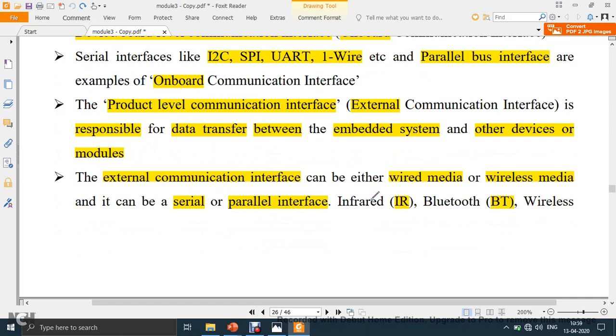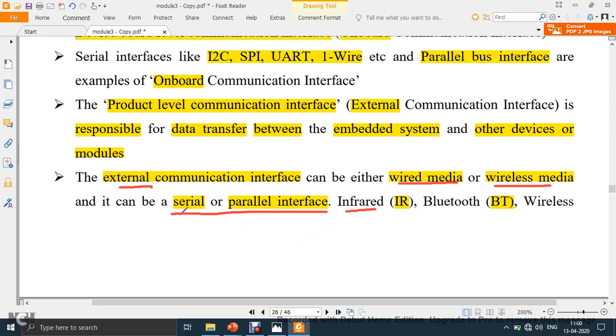So this external communication interface can be wired or wireless. This is about external, not internal. Internal communication interfaces are always wired. They are not wireless. But external communication interfaces can be wired or wireless. A wired example, I told USB, right? USB is a wired communication interface. Wireless, as I told, can be Wi-Fi, Bluetooth, or infrared also. And these interfaces can be serial communication interfaces or parallel communication interfaces.